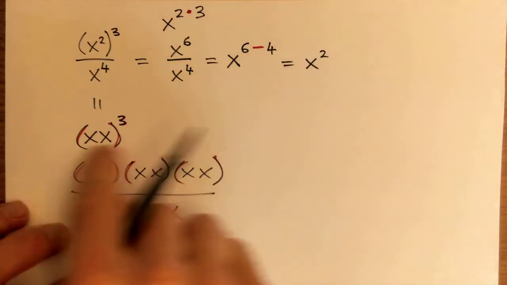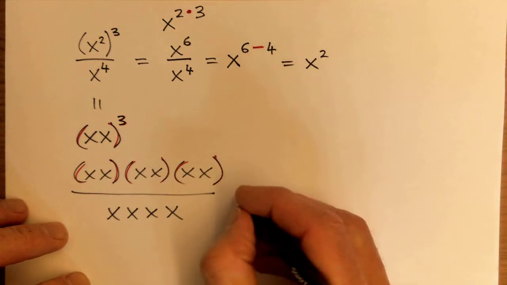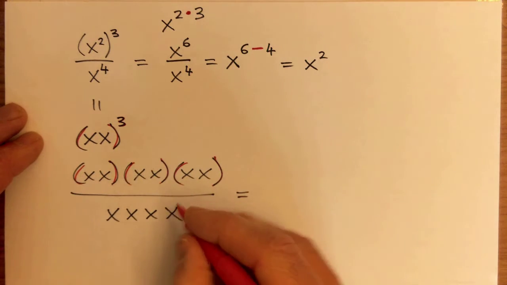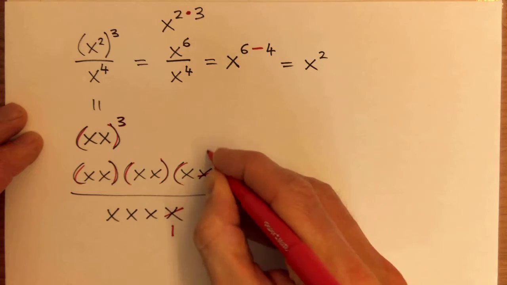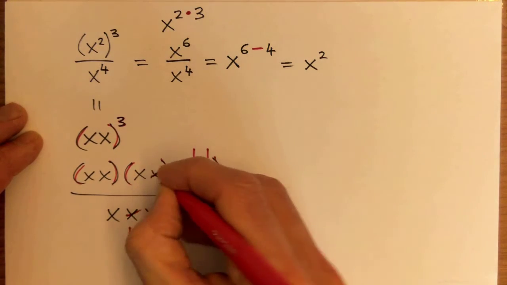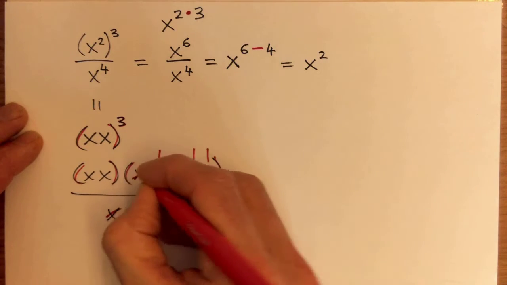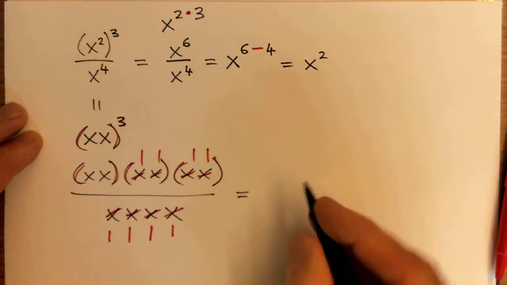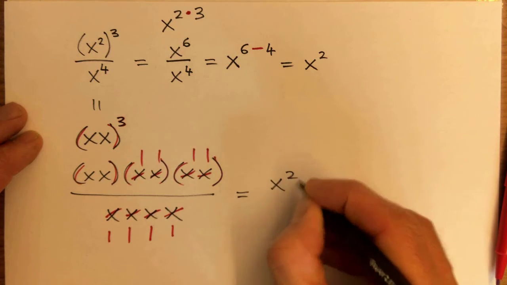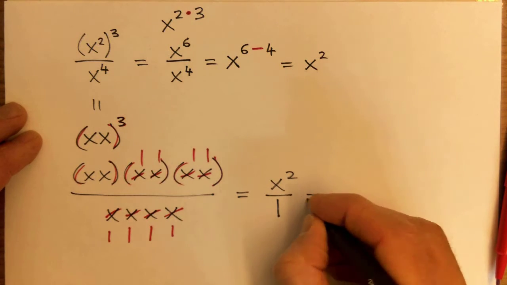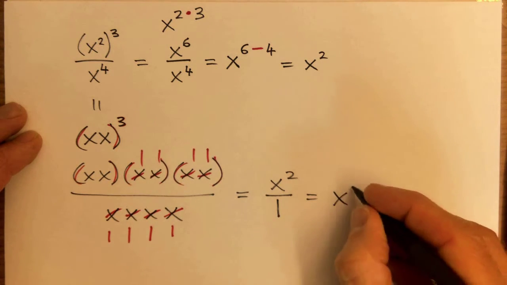Now, how can I simplify this expression? So I've got common factors, so we can just cross cancel. x and x goes once here and here. x and x goes once here and here. x and x goes once here and here. And x and x goes once here and here. And on the top I have x times 1 times 1 times 1 times 1, or x squared. And on the bottom I have 1 times 1 times 1 times 1, which is just 1. And x squared over 1 is just x squared, right?